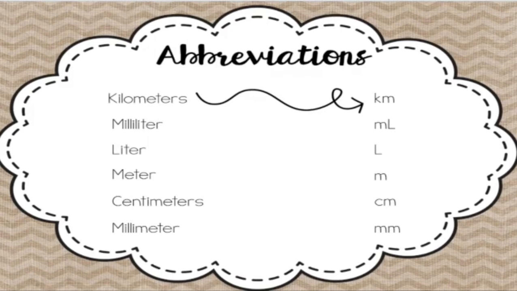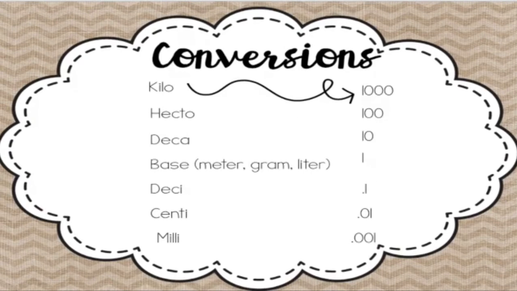Okay, abbreviations are important. You cannot make up your own abbreviations. You have two options. You spell out the unit of measurement completely, or you abbreviate using the correct abbreviation with capital or lowercase letters. So for example, kilometers needs to be lowercase k, lowercase m. Milliliters needs to be lowercase m, capital L. Liters is a capital L. Meters is an M, centimeters is cm, and millimeters is mm. Again, the capital and lowercase letters do matter.